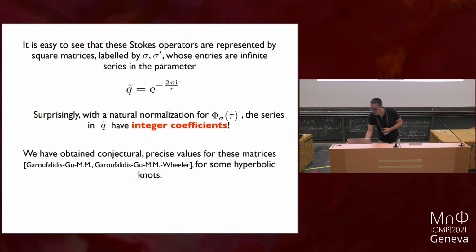Okay? And what we found in this calculation is that, surprisingly, the series that you take in this way, after a natural normalization for this perturbative power series, have integer coefficients. And when you have an infinite number of integer coefficients, something is going on, right? I mean, you just cannot get an infinite number of integer coefficients with no reason, okay? And I will explain in a moment how this goes, but I just want to mention that we really actually did this calculation in full detail.